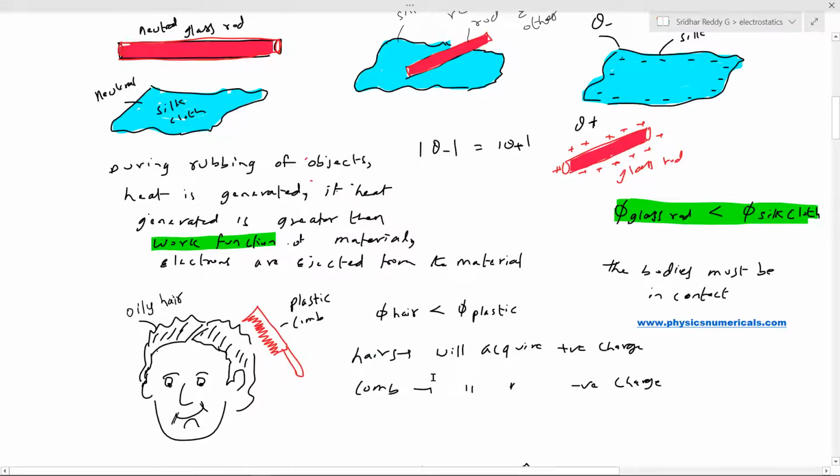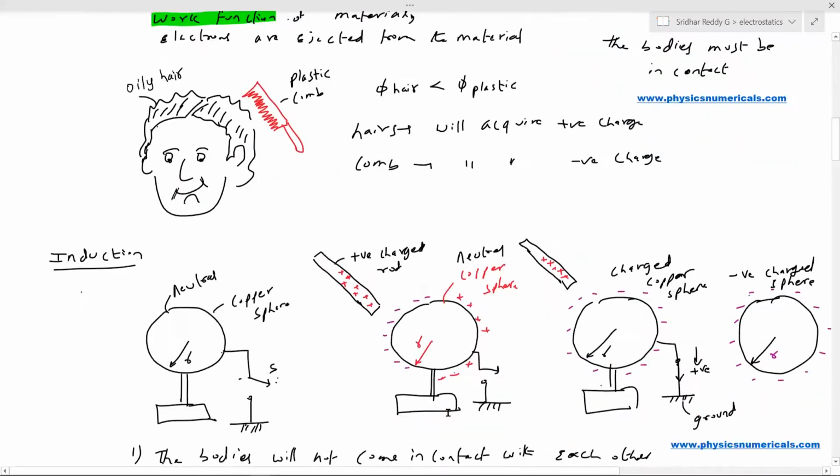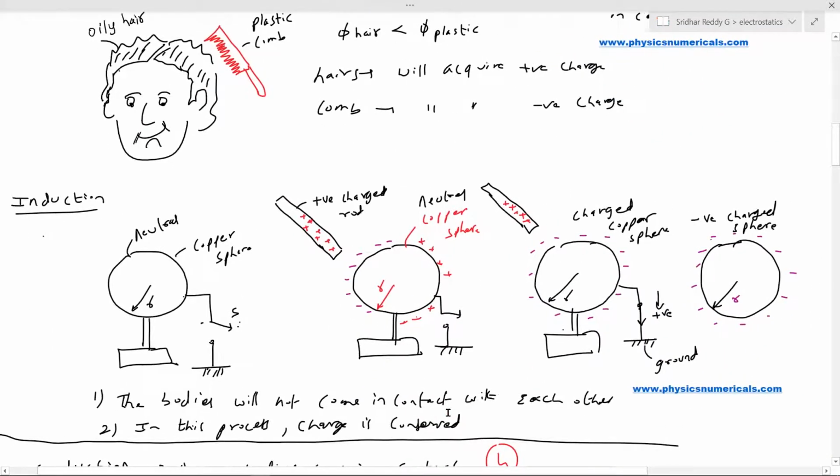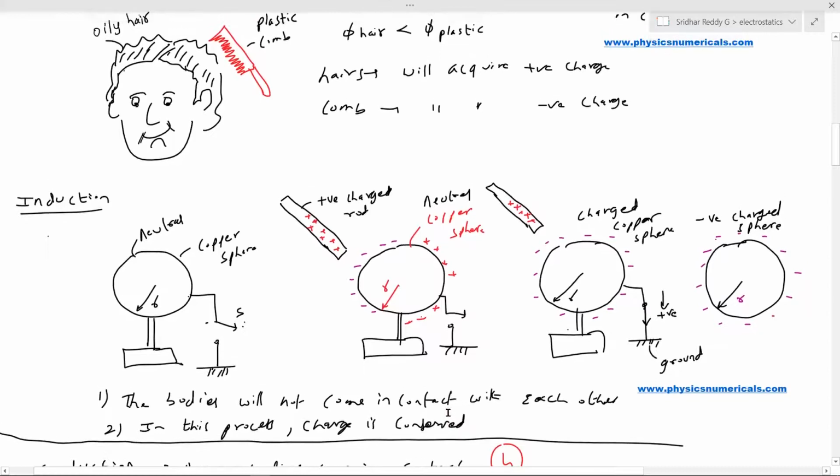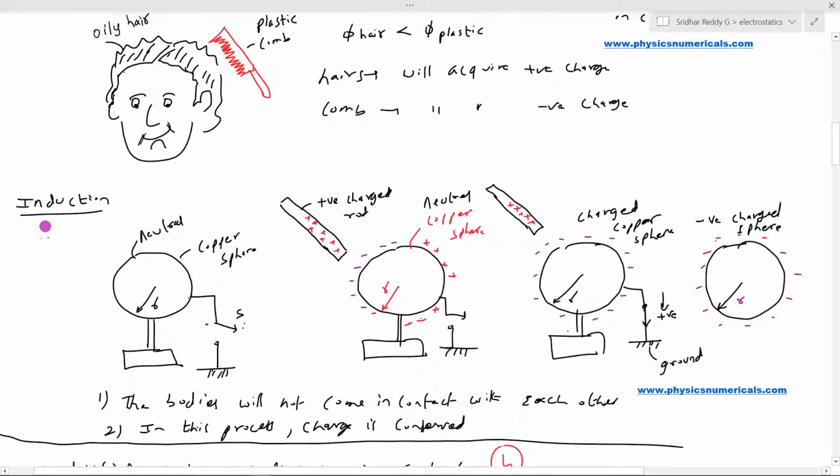Okay, let's take the next one. The next process is called induction, or electrostatic induction. I have a neutral copper sphere. Everyone knows copper is a metal. Let's say it is neutral, fixed on an insulating stand. And let this be a conducting wire, and let this be a switch, and it will be earthed.